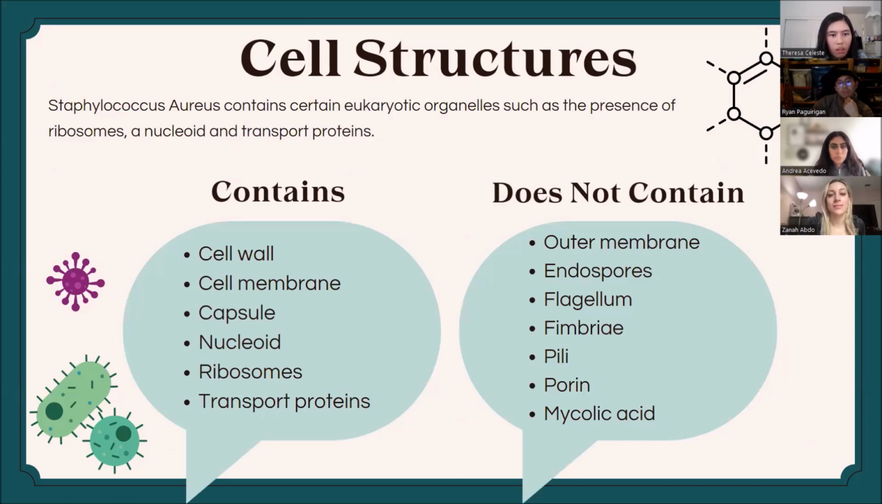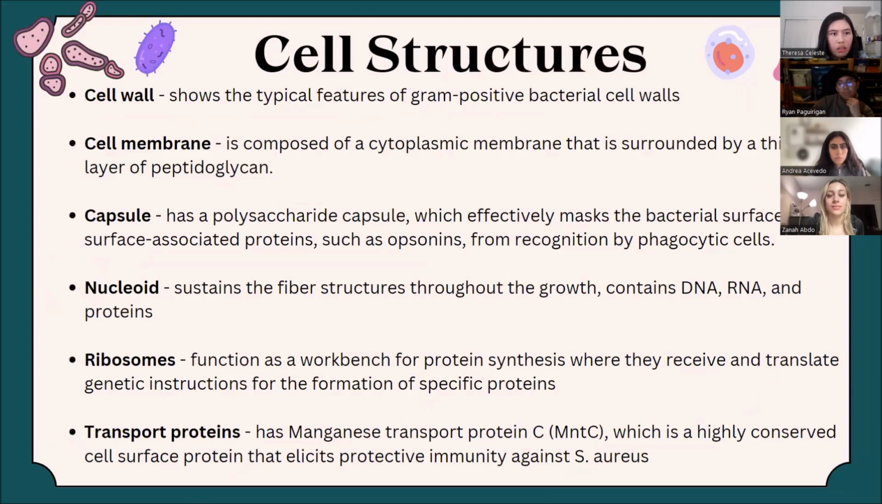The cell structures S. aureus has are a cell wall, a cell membrane, a capsule, nucleoid, ribosomes, and transport proteins. It doesn't have an outer membrane since it's gram-positive, and there are no endospores, no flagellum, fimbriae, pili, porin, and mycolic acid. So it's non-sporing, non-motile, and non-acid fast. Here we go into detail on its cell structures.